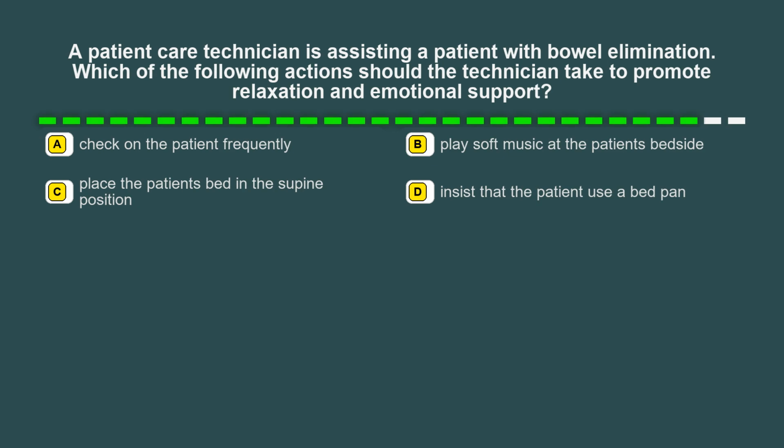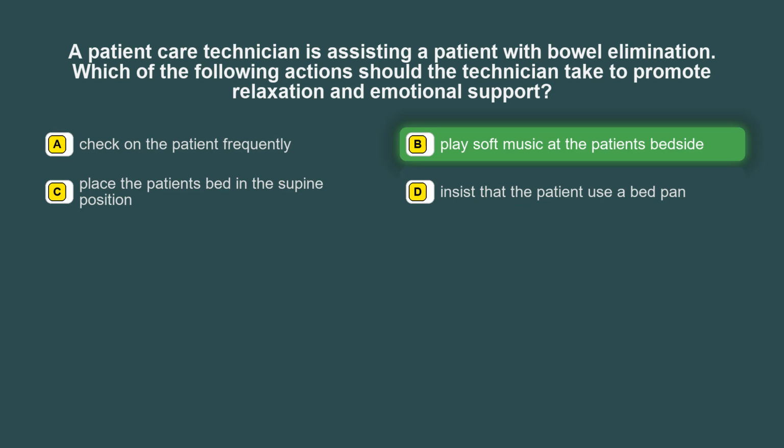Question 43. A patient care technician is assisting a patient with bowel elimination. Which of the following actions should the technician take to promote relaxation and emotional support? Option A. Check on the patient frequently. Option B. Play soft music at the patient's bedside. Option C. Place the patient's bed in the supine position. Option D. Insist that the patient use a bedpan.